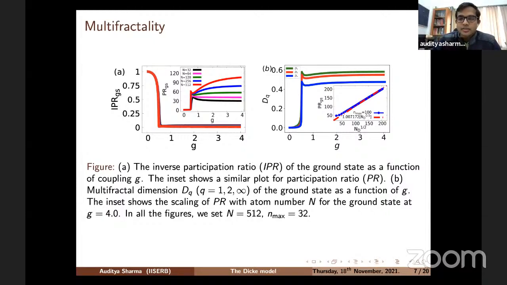It's extended in nature, this ground state, but it's actually not ergodic. So such states are called multifractal. And this is also seen when you look at DQ. So you see that DQ is close to 0 in the normal phase. So it's localized there. Whereas when G is greater than 0.5 in the superradiant phase, you see that DQ is around 0.5 roughly. So that corresponds to this fit, going as ND to the half, right? So this is one finding.